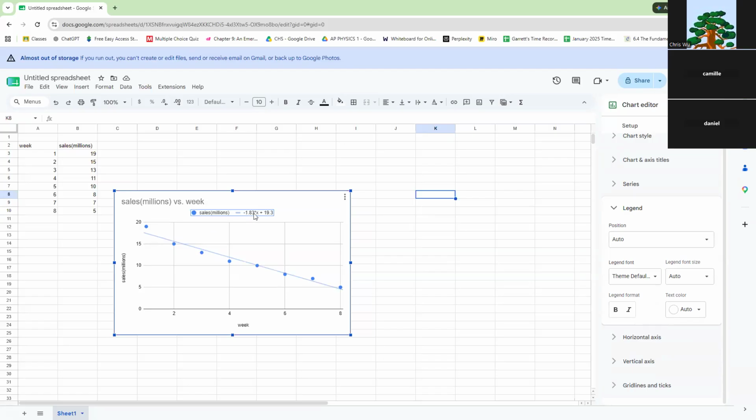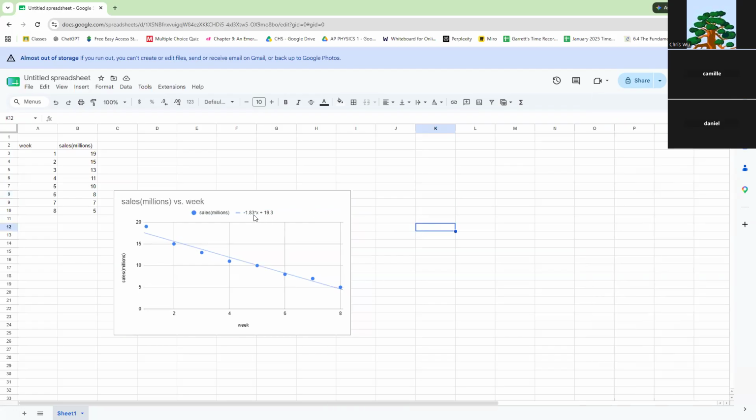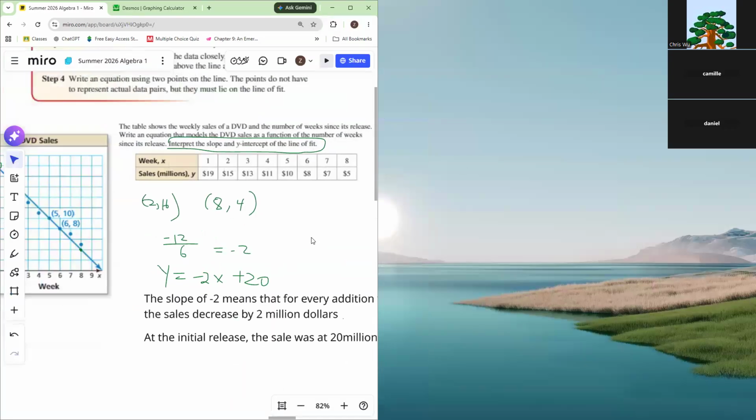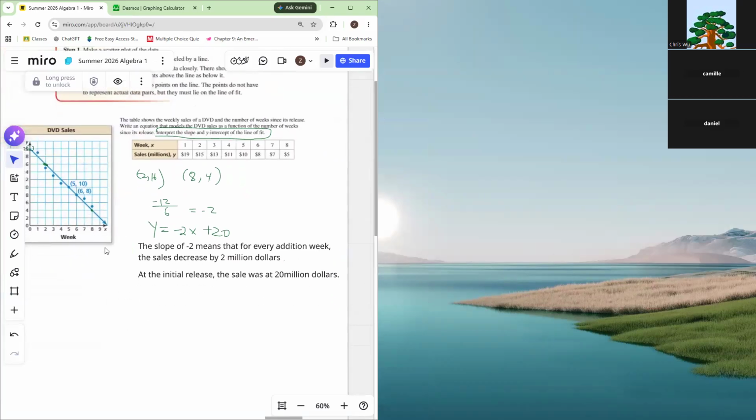the computer-generated trend line is negative 1.83x plus 19.3. So they can be a lot more accurate than what we just eyeballed. And that's why I say you're not going to do this by hand, because you're not going to be able to get the decimals accurate. Now, our main task is not to produce these graphs ourselves, but to be able to interpret the slope, interpret the y-intercept, that kind of stuff. So as long as we're able to do that, we should be okay.